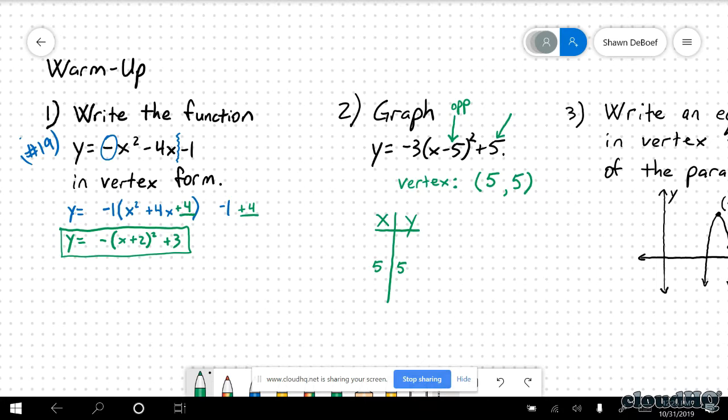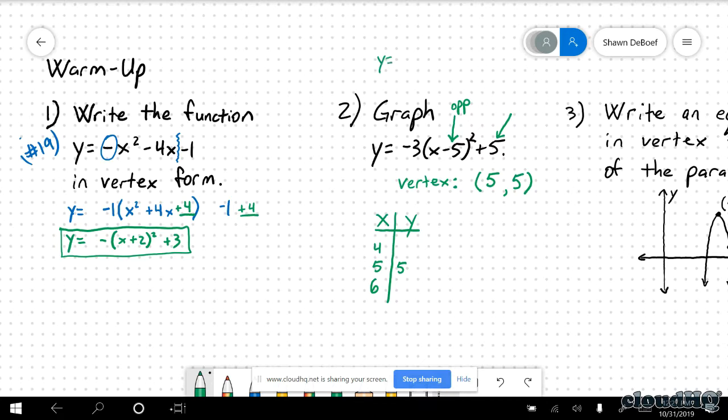And so if we make a table of values, I would put the vertex value in the middle, and then I would want to surround my vertex. So pick x values that surround 5. Maybe we would go with 4 and 6, and then plug them in. So let's plug in 4.